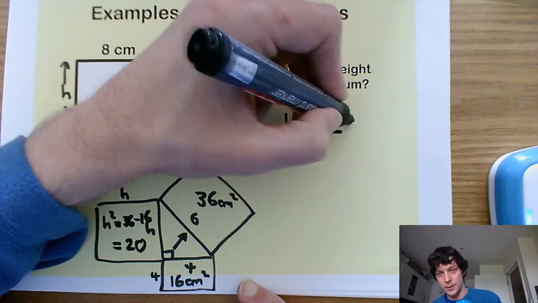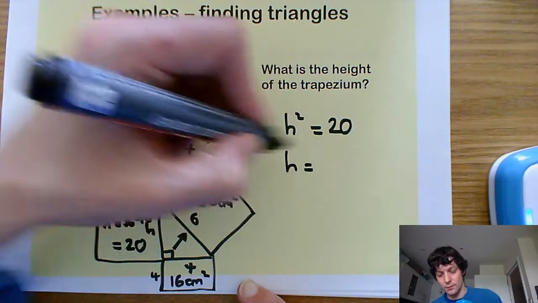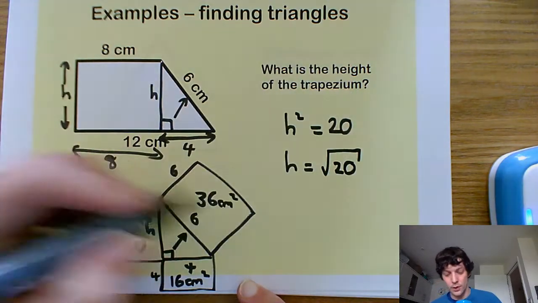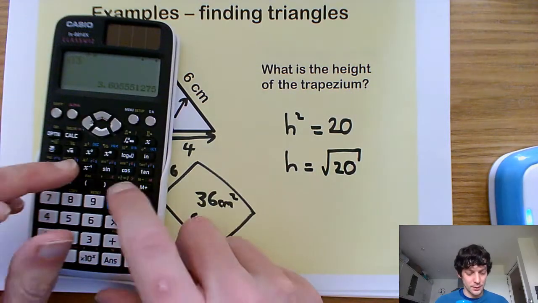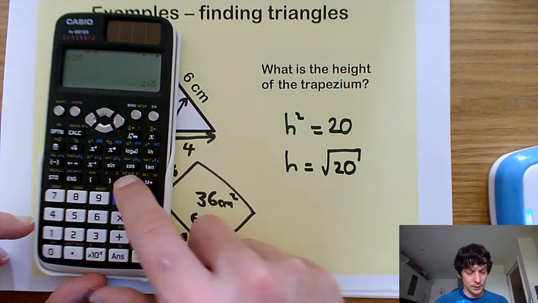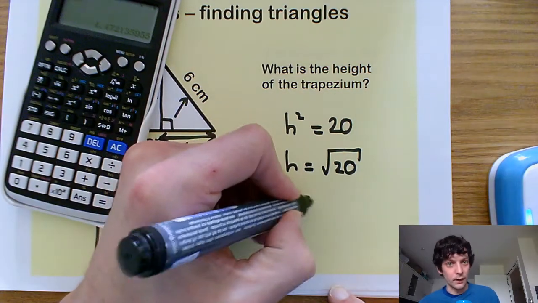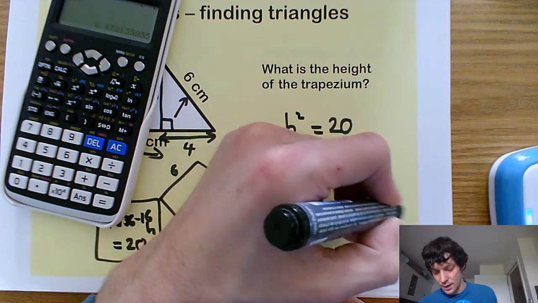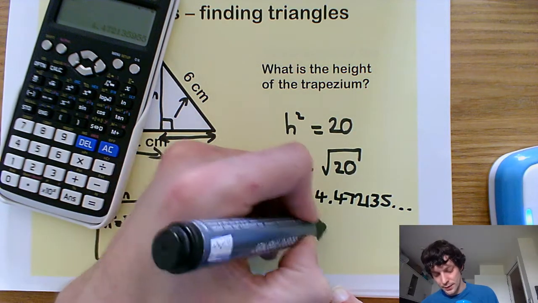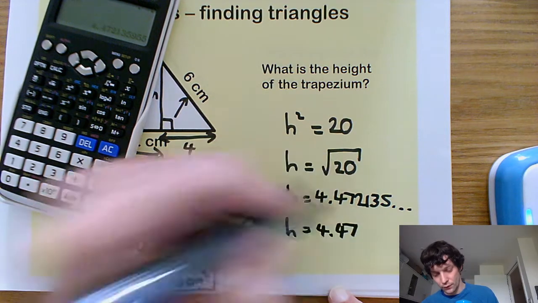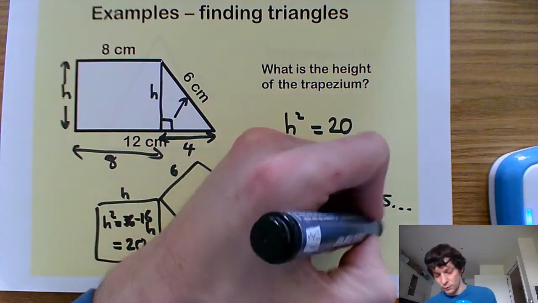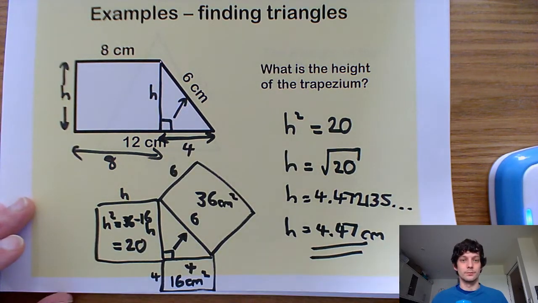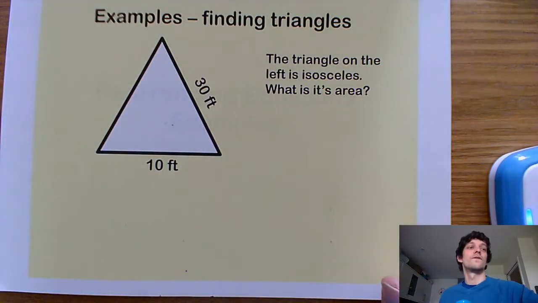H squared is 20. So h, get rid of a squared by doing the square root. The inverse of squaring is the square root of 20. And my calculator tells me that that means it's 4.472135, and so on. So h is 4.47, not forgetting my units, centimeters. That's to 2 decimal places. Okay, final example.